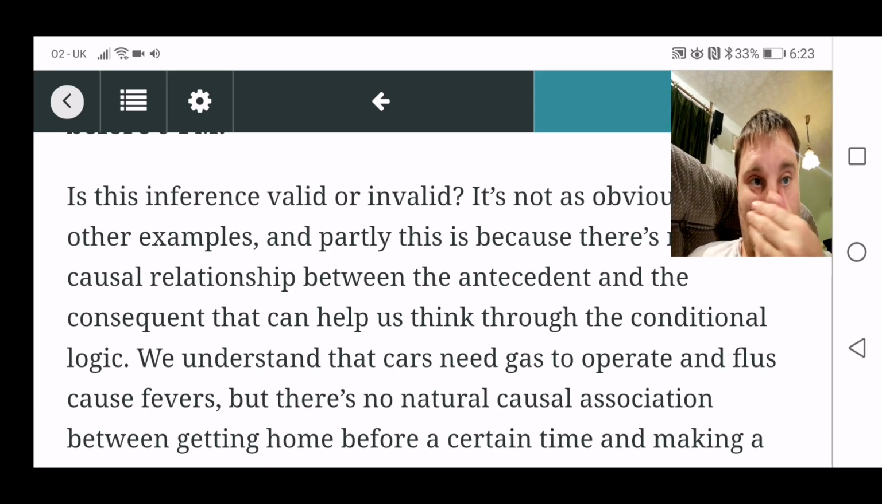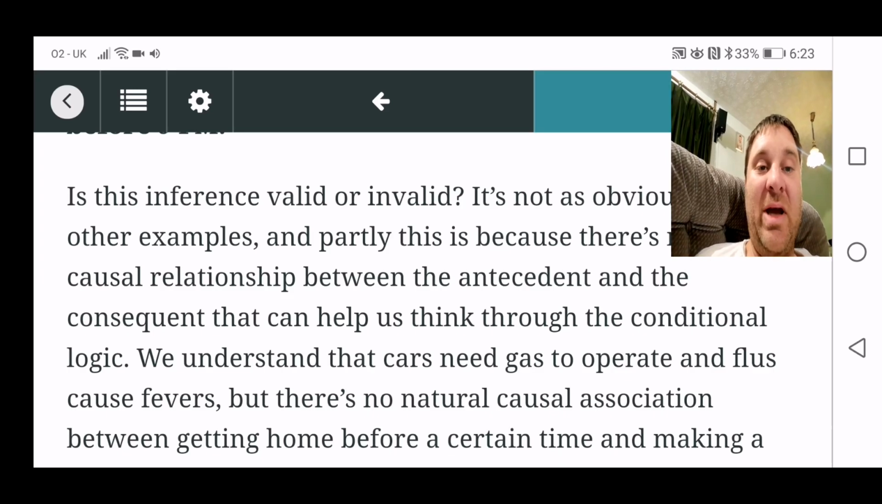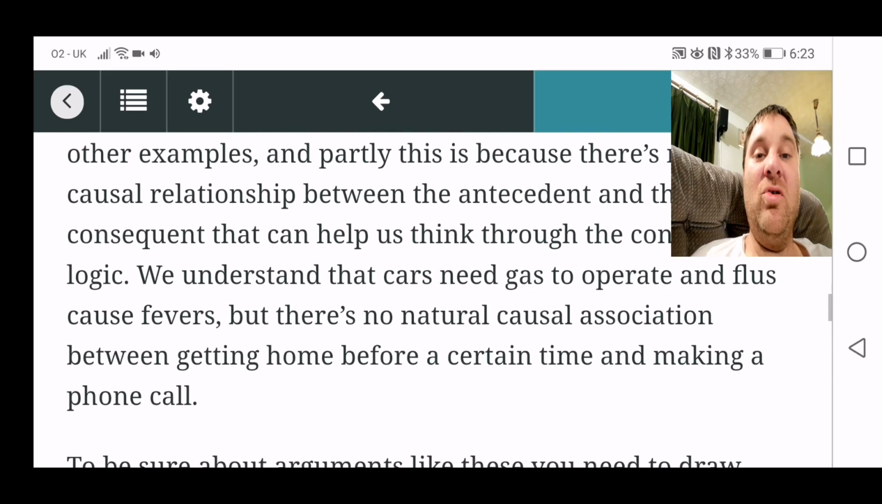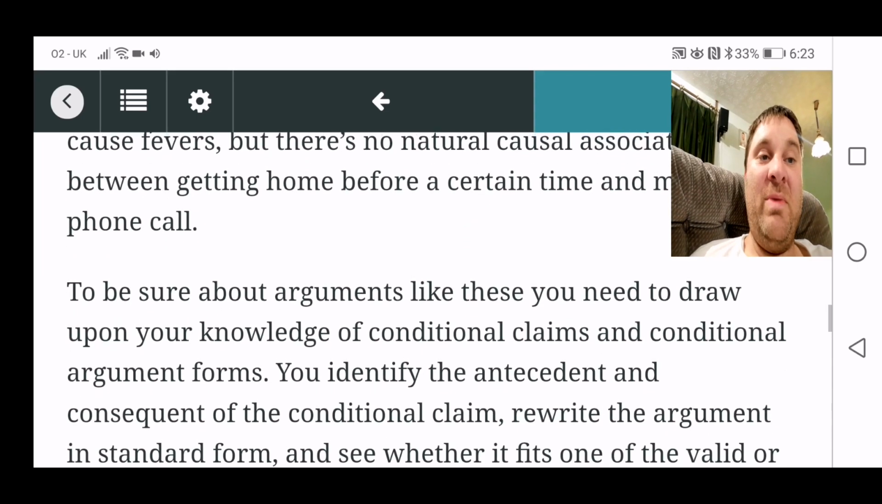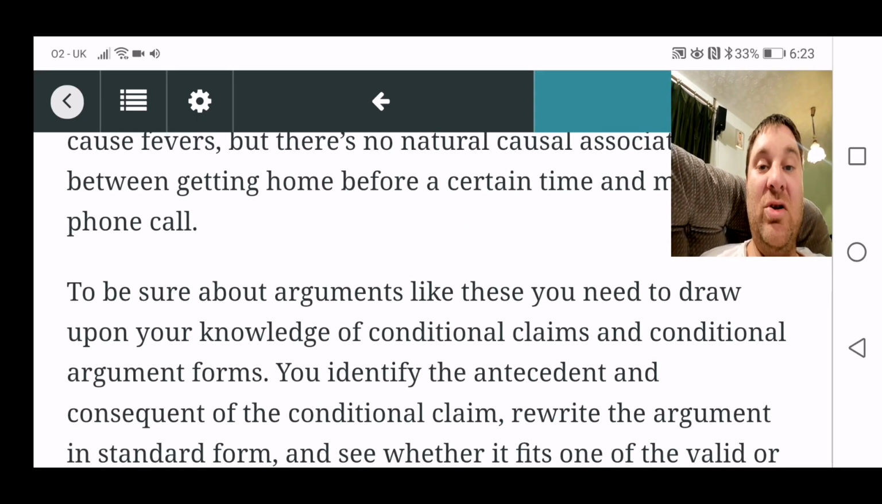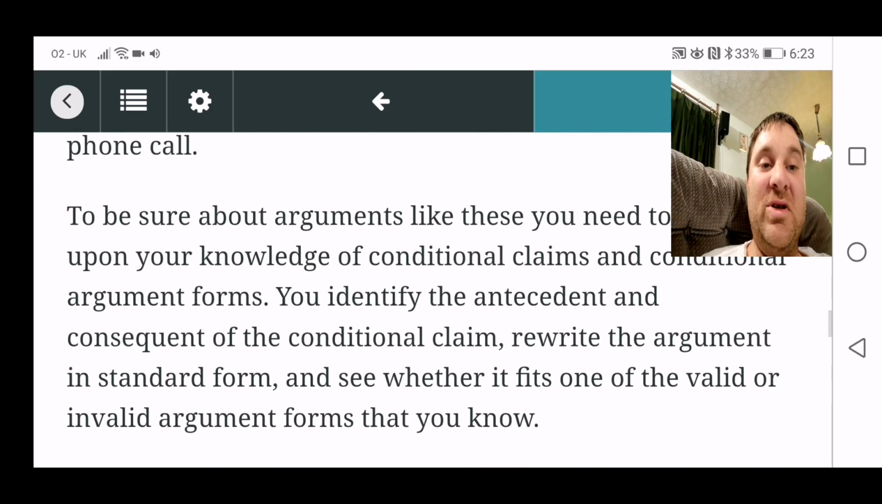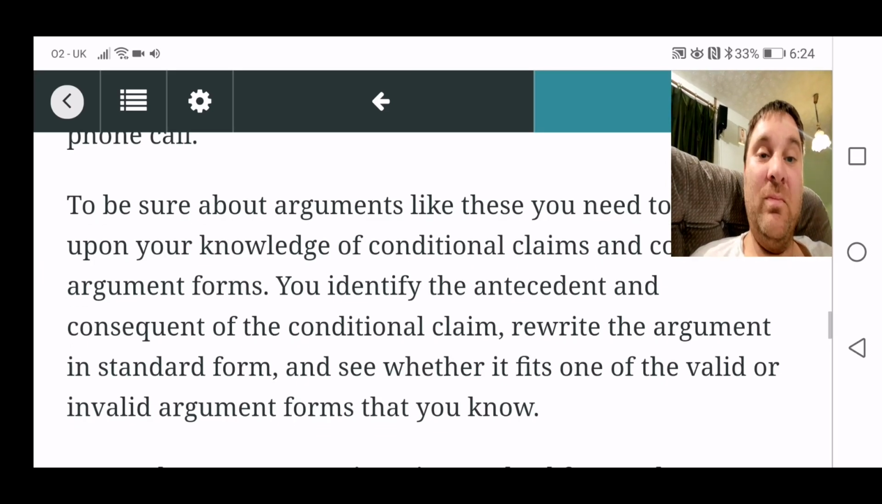I keep getting itchy on my nose. We understand that cars need gas to operate and flus cause fevers. But there's no natural causal association between getting home before a certain time and making a phone call. To be sure about arguments like these, you need to draw upon your knowledge of conditional claims and conditional argument forms. You identify the antecedent and consequent of the conditional claim, rewrite the argument in standard form and see whether it fits one of the valid or invalid argument forms that you know.